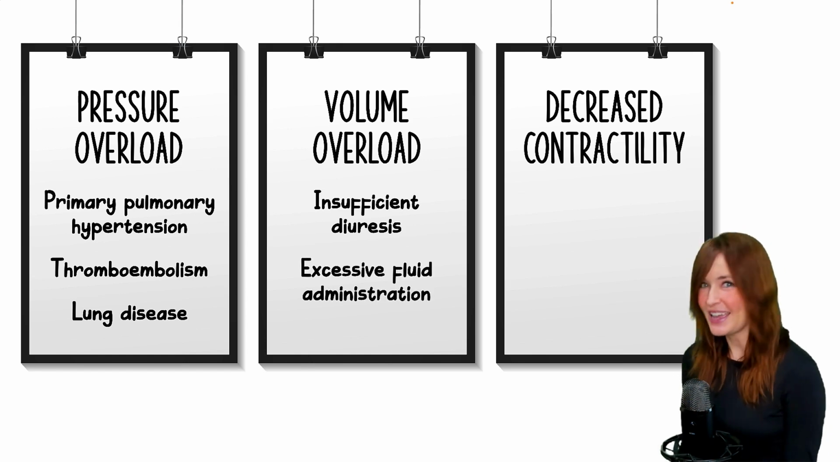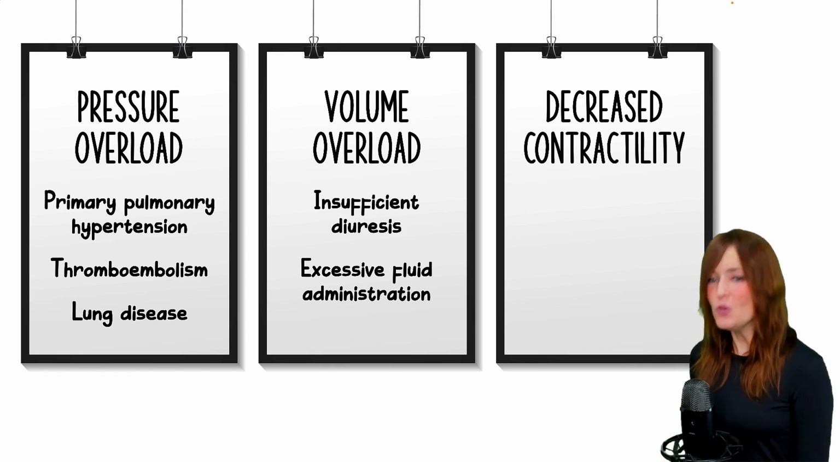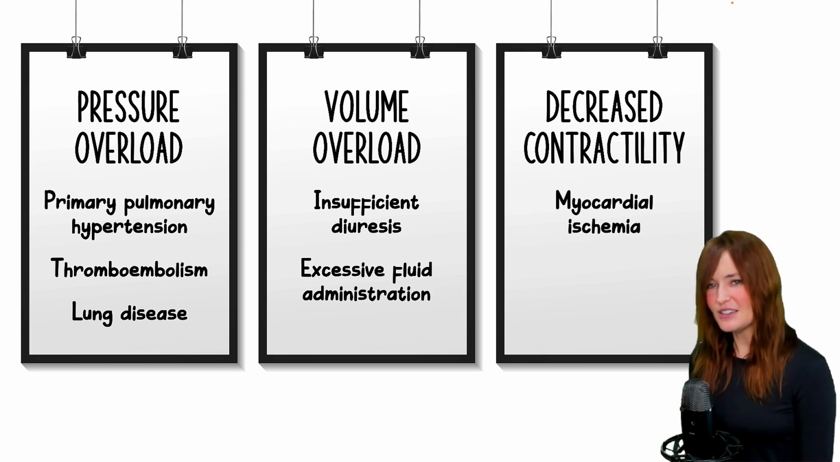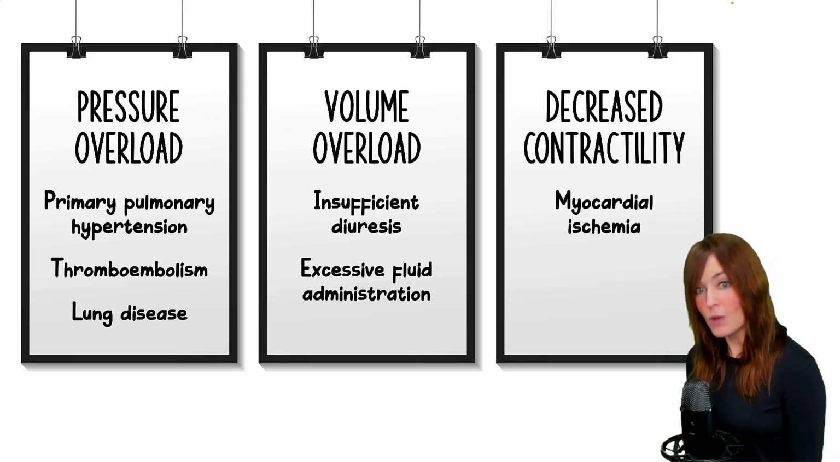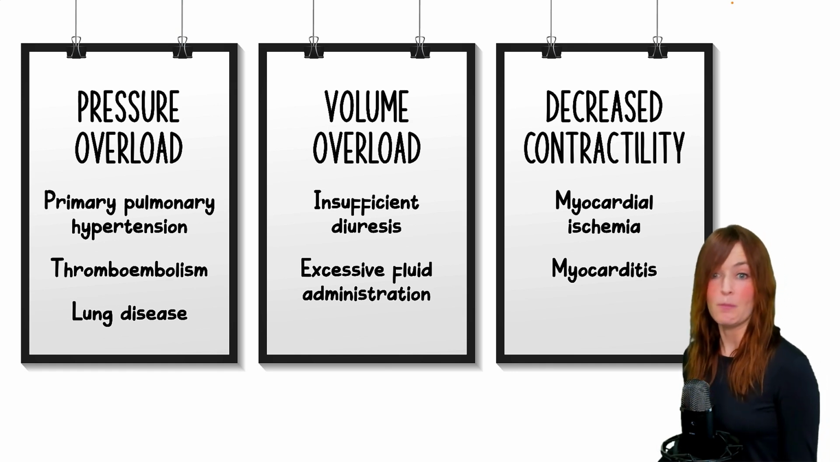But another thing is iatrogenic. This is us. If you give anybody enough volume, massive amounts of volume, you can start causing problems with the right ventricle. And finally, decreased contractility. What are the causes? Well, one is myocardial ischemia. We all know that one. You have an RV heart attack.